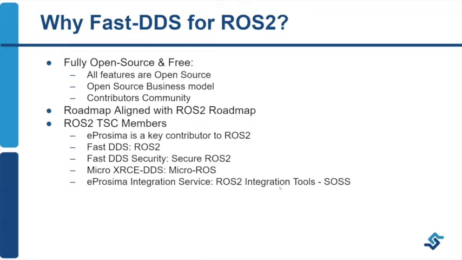So why did they select Fast DDS for ROS 2? First of all, because it's open source and free, and all features are open source. That means that we have no premium version of Fast DDS. Everything is open source, and our business model is an open source model, which asks just for support and services. We have a big community, and our roadmap is totally aligned with the ROS 2 roadmap.